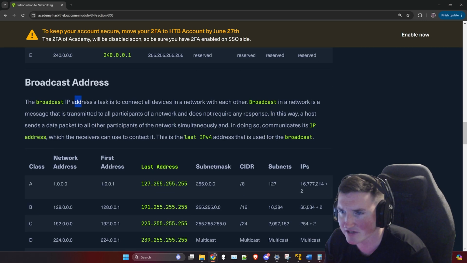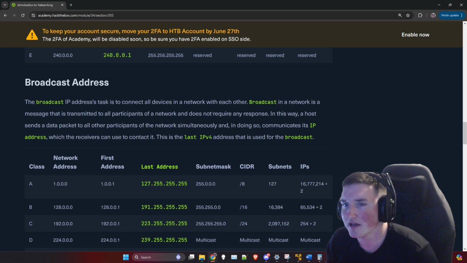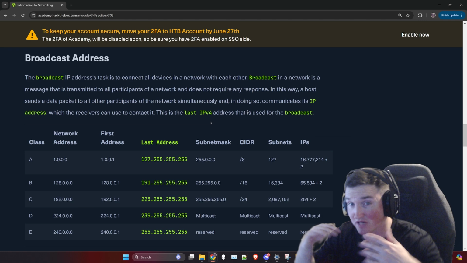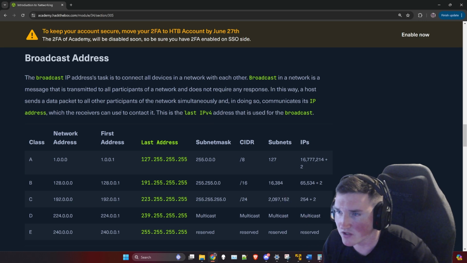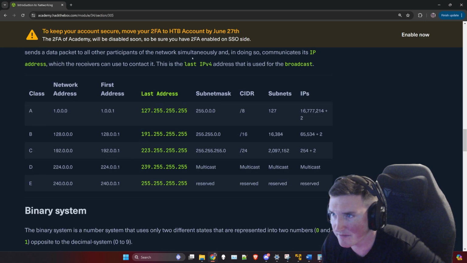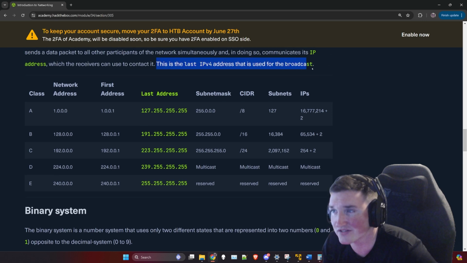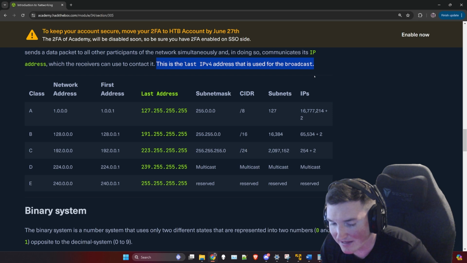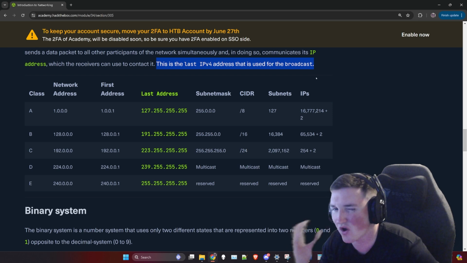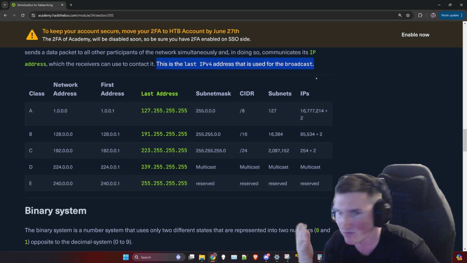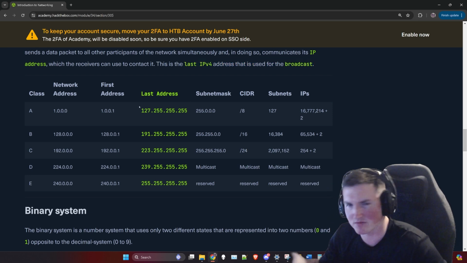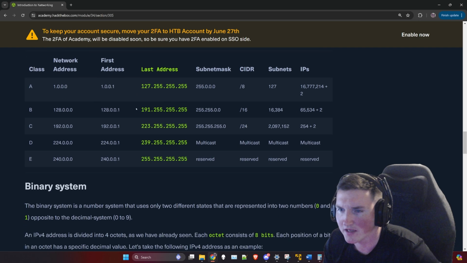The broadcast IP address is connected to all devices in the network, so you can broadcast. It's a network message that is transmitted to everyone on that network. It doesn't require a response. It's just going to push it out to everybody. So this is the last IPv4 address that is used. That's what I was saying: the last IPv4 address is used for the broadcast. Again, I will never say it's always the case, but that is what I've ever seen. I've never seen someone change it. I don't know why you would, because if that's what everyone's expecting, it makes sense.